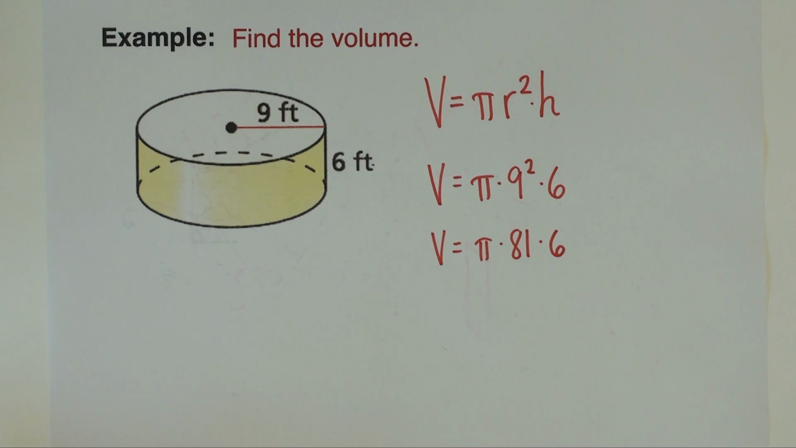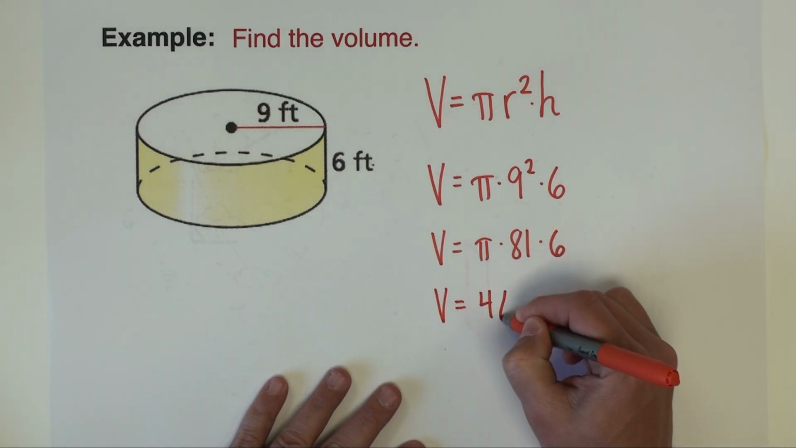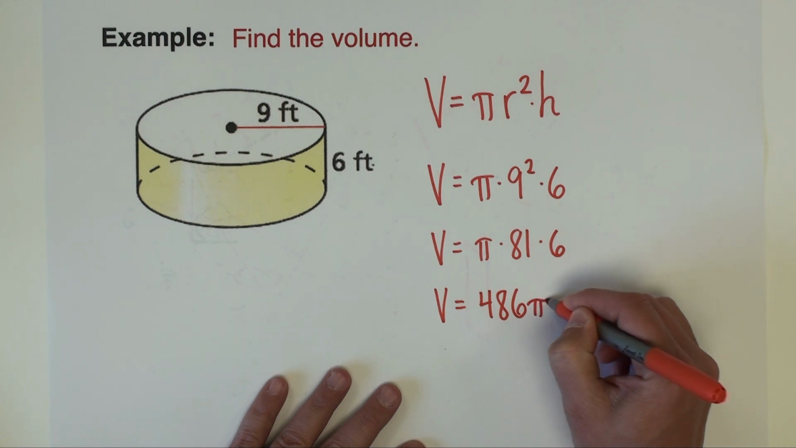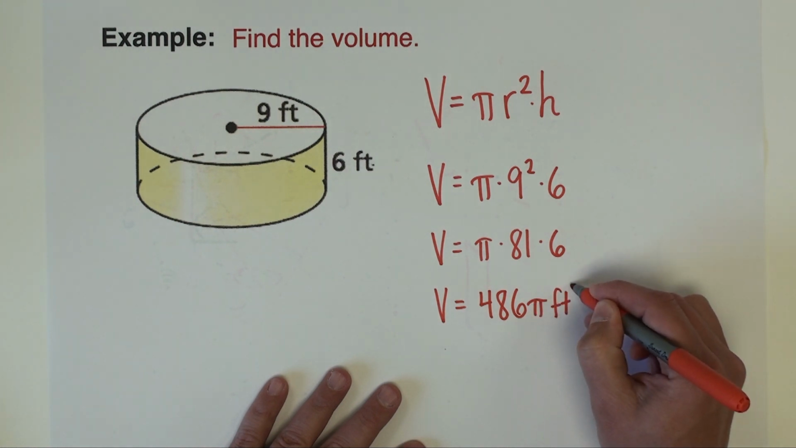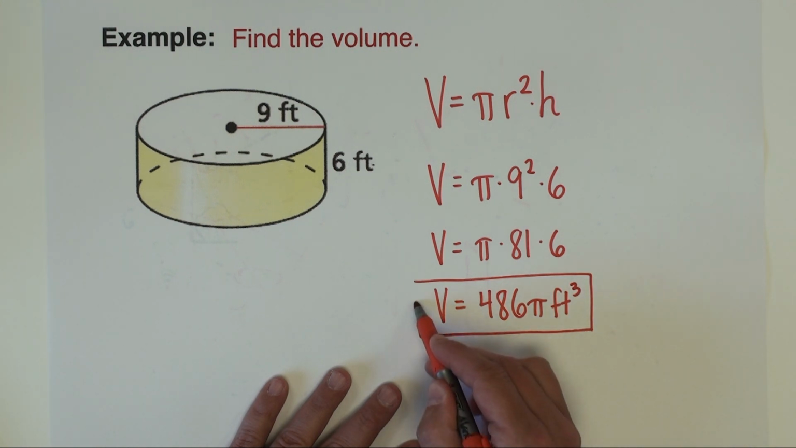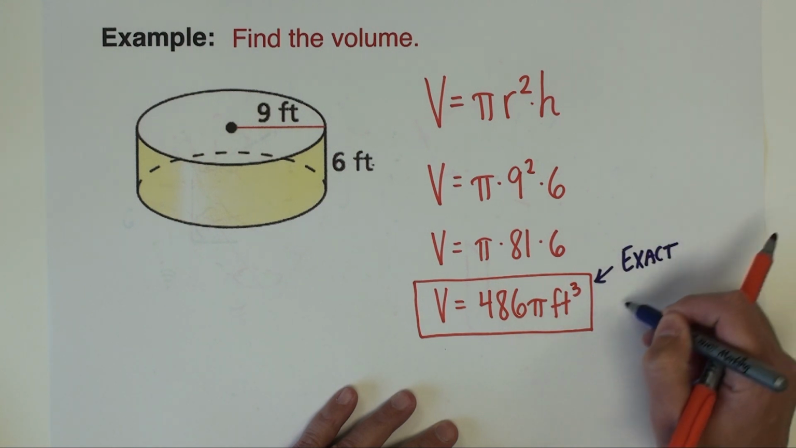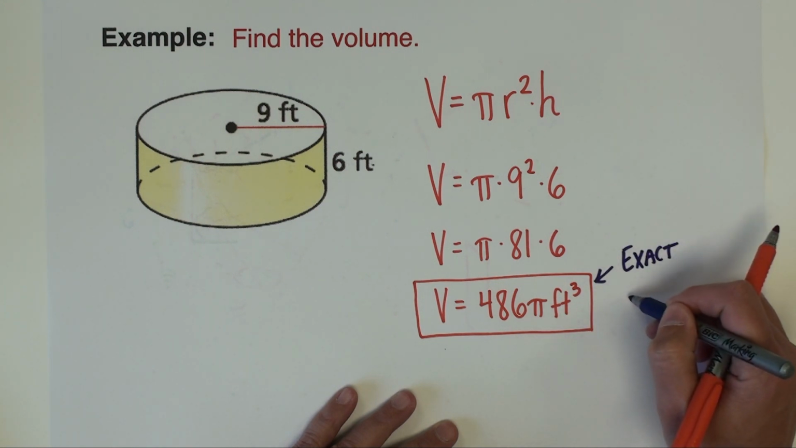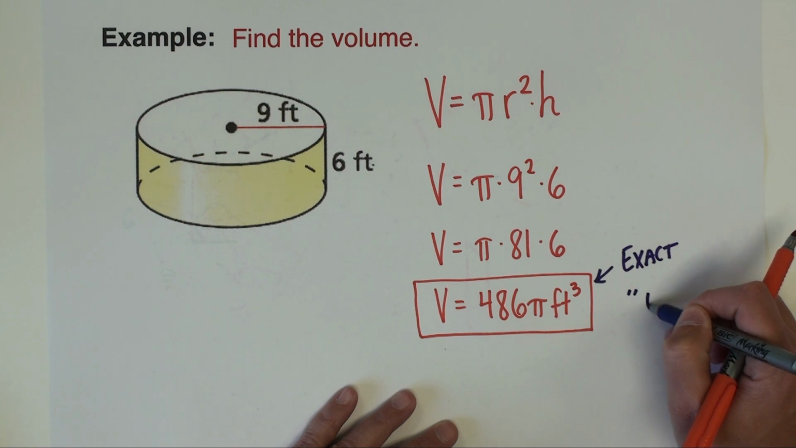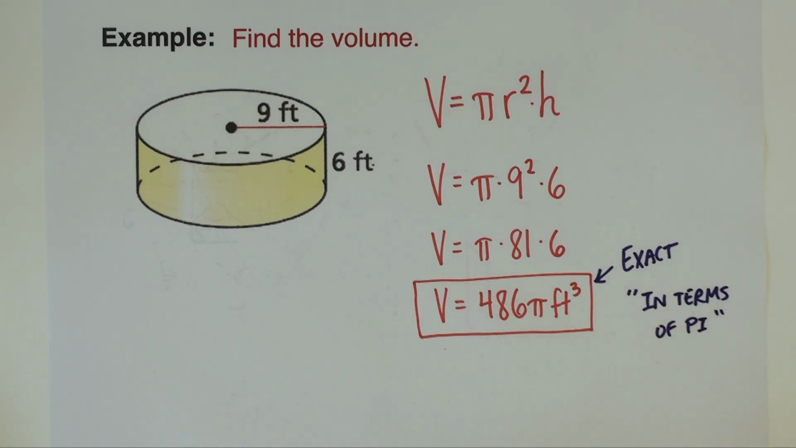And let's get a calculator out. We'll work this out two different ways. 81 times 6 is 486. So the volume could be 486 pi. Units are feet cubed. So that's our exact answer. If you are asked for an exact answer, that's it. Or if you are asked for an answer that is expressed in terms of pi, then we stop right there.